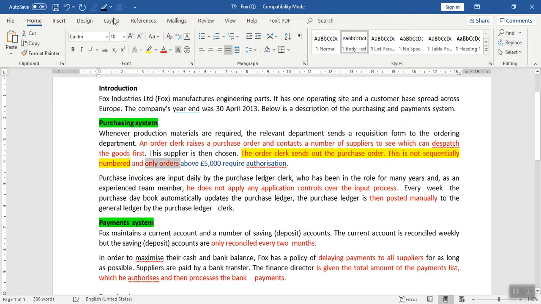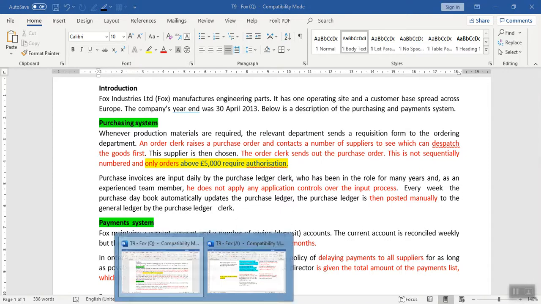And only orders above 5,000 require authorization. Wow. And then an order for 4,999 does not need to be authorized. Wow, then the staff can simply buy the material or any product for personal use. Dangerous. Okay, so you can see or not, I keep focusing on the negative side here.